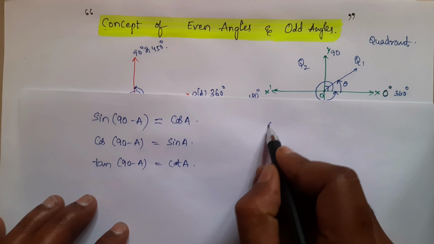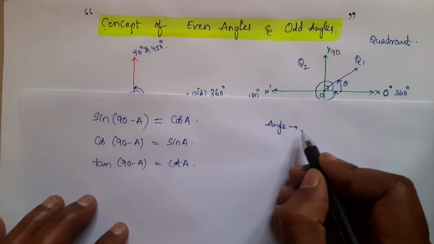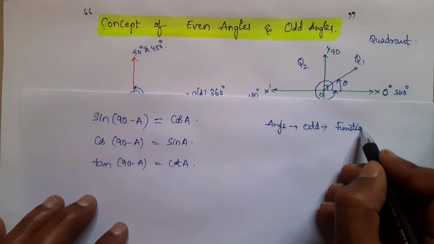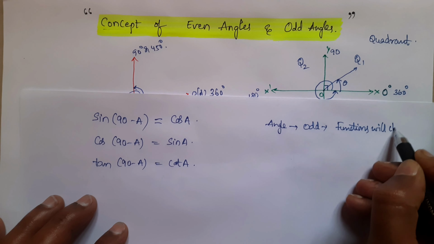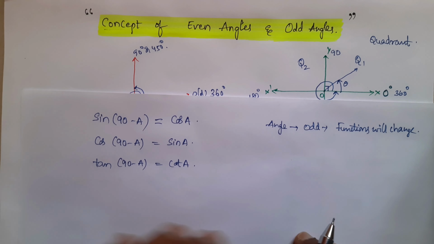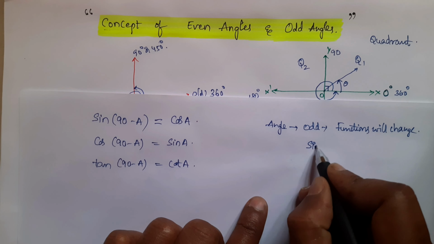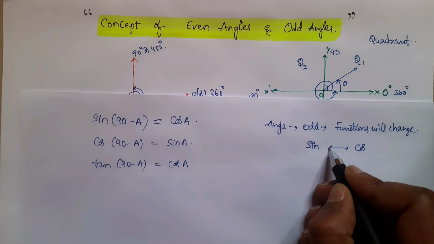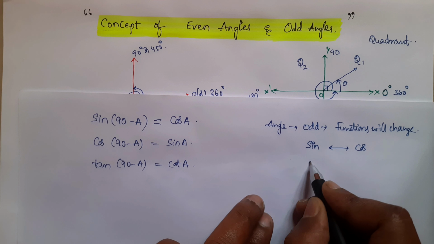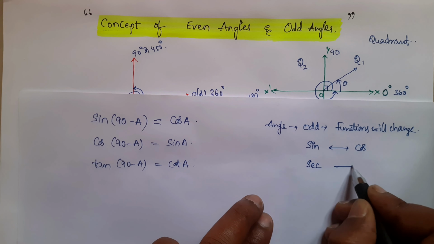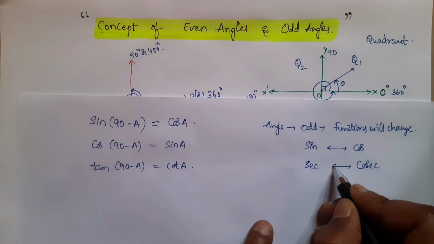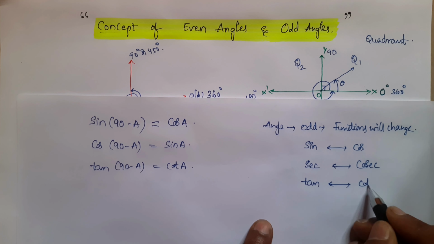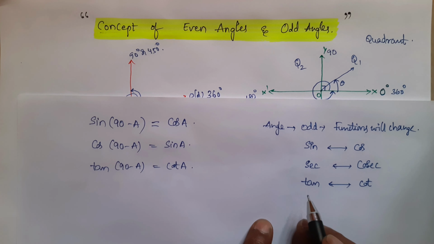When the angle is an odd angle, functions will change. How the functions change is: when we have sine, it changes to cos, and if we have cos, it changes to sine. If we have secant, it changes to cosecant. If it is cosecant, it changes to secant. If we have tan, it changes to cot, and vice versa, cot changes to tan.